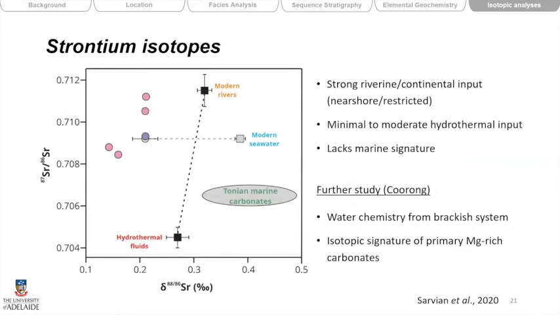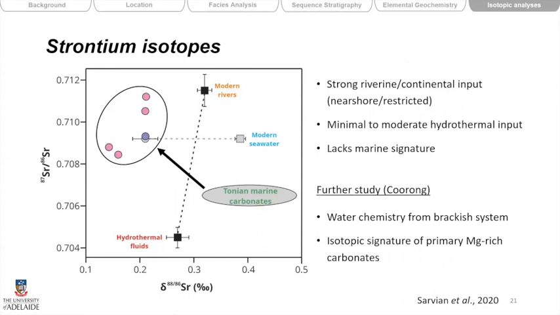There are some researchers over in the US who are also looking at the stable strontium values for Tonian carbonates. And these are their values here in the green. The radiogenic strontium value is very close to what we know of seawater at the time, which is around 0.7065. And the stable strontium value is quite heavy. It's quite similar to what we see for modern seawater. Comparing that to our data, ours is a lot more radiogenic. We're likely having a lot stronger riverine or continental input, because potentially we're in more of a restricted nearshore setting. And our stable strontium is a lot lighter, a lot closer to what we see from modern carbonates.